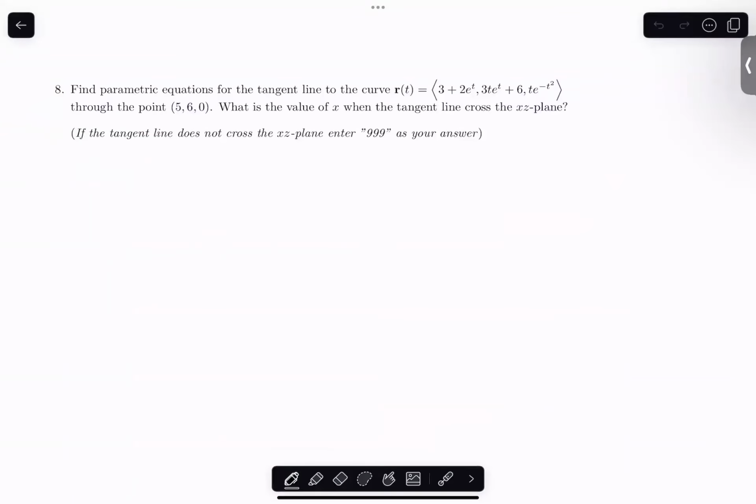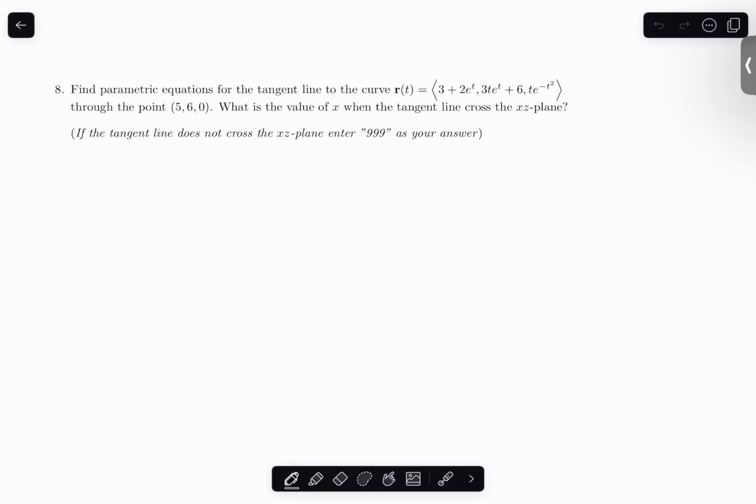All right, so in this one, we want to find parametric equations for a tangent line. We're given some interesting vector function here. We have a point that we'd like it to go through. And then the question is, basically, once you have that tangent line, to do something with it. In this case, we want to get a number, and that number should be the value of x when the tangent line crosses the YZ plane.